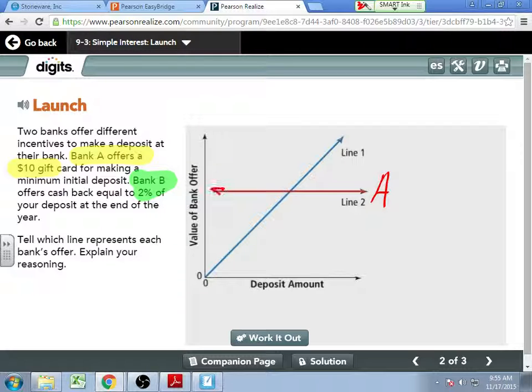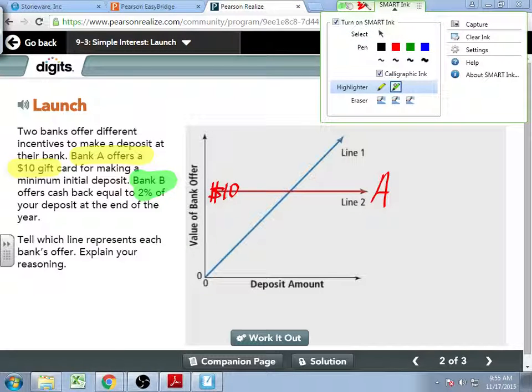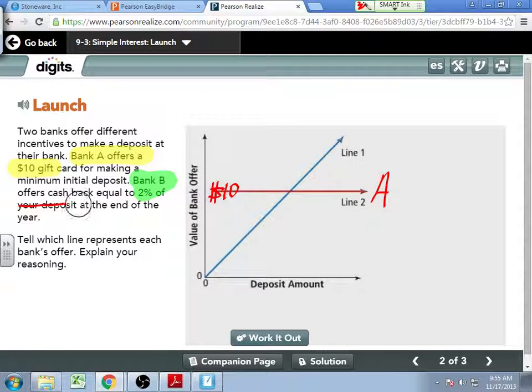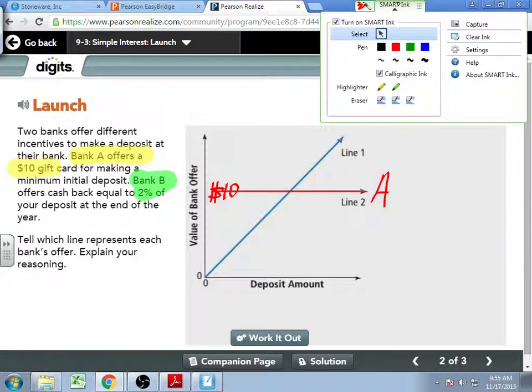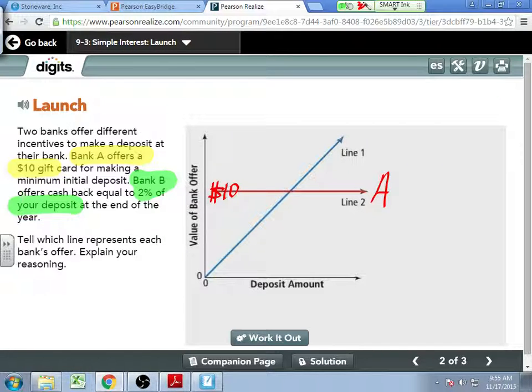So this is $10. You get $10 no matter what. And sorry, I said this wrong. I said based off how much you spend. That 2% is based off how much you deposit. So, as my deposit amount increases, the amount that I get back, that 2% extra, also increases. So that's why line 1 would be Bank B.